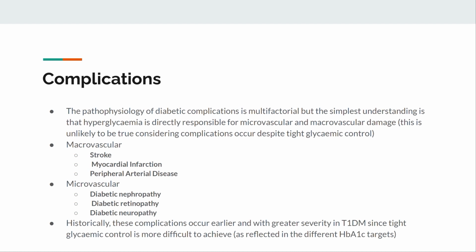All of these complications are worse in type 1 diabetes because it's more difficult to achieve glycemic control because, if you don't take insulin, your body has no insulin. Whereas at least in type 2 diabetes, even if you're on insulin, your body can at least produce a little bit of basal insulin to soften those hyperglycemic peaks.